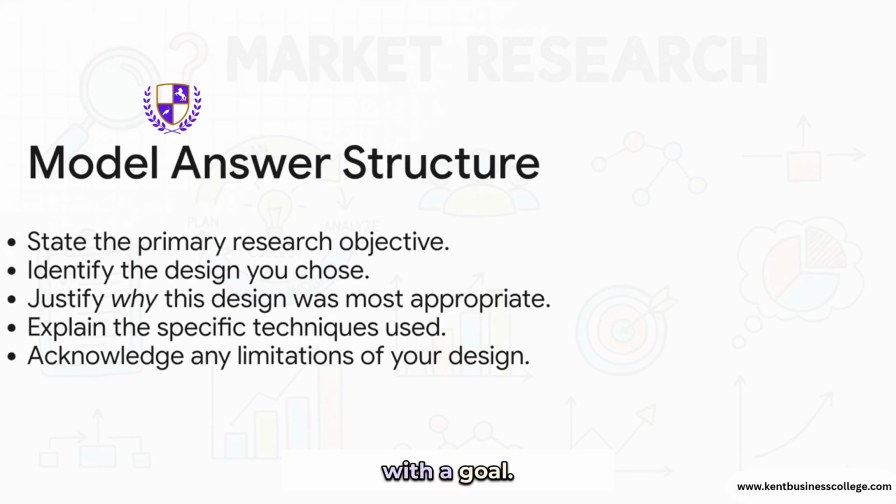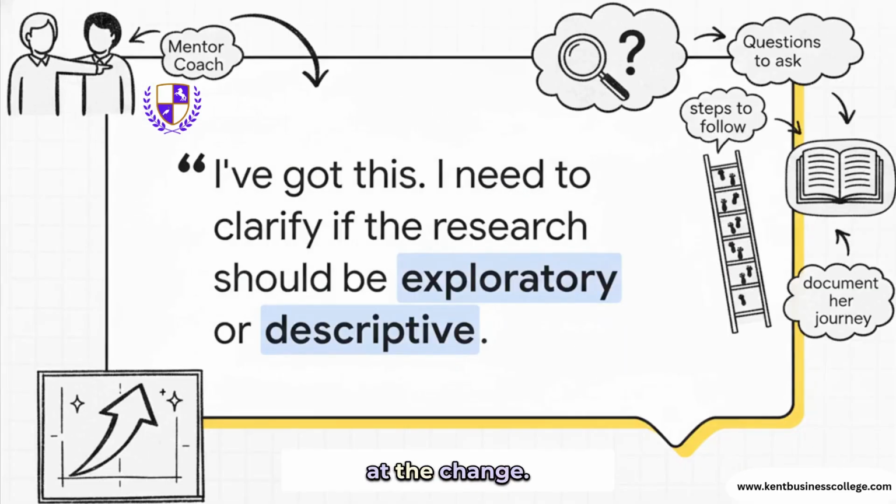1. Start with a goal. 2. Name your design. 3. Justify your choice. 4. Get specific about your techniques. And 5. This is the pro move, acknowledge the limitations. Being honest about what your design can't do shows a much deeper level of understanding. It shows true confidence.